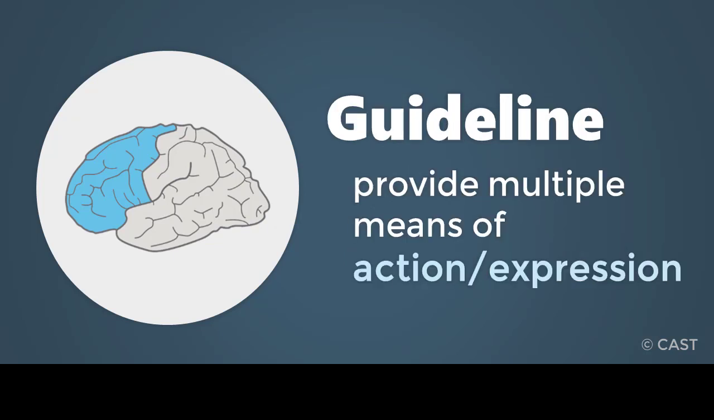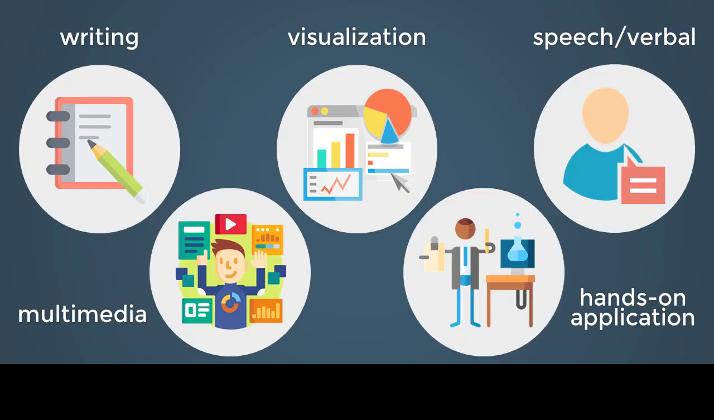Because we're all so different in how we learn, the guideline from CAST is to provide multiple means of action and expression. Earlier, we discussed representation as how you present the content to students. In contrast, action and expression is how the learner processes that information and communicates it back to you. Here are 5 ideas about action and expression to get us rolling.